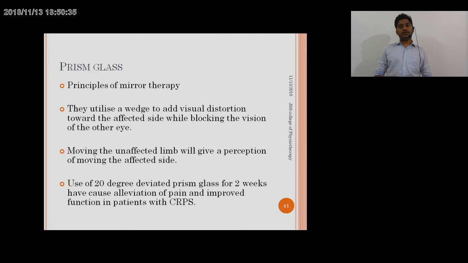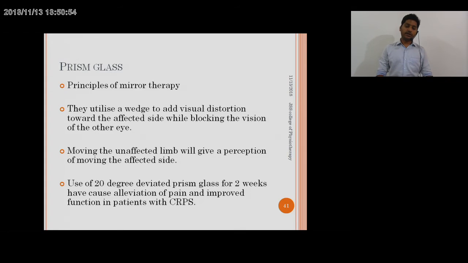And ultimately people will see their affected side, and we will be asking them to do the task, which is going to be the same. Moving the unaffected limb will cause a perfect perception of moving the affected side. It is like your mirror therapy itself, but the equipment is going to be very minimal, it is going to be self-generated. They can use a small spectacle.